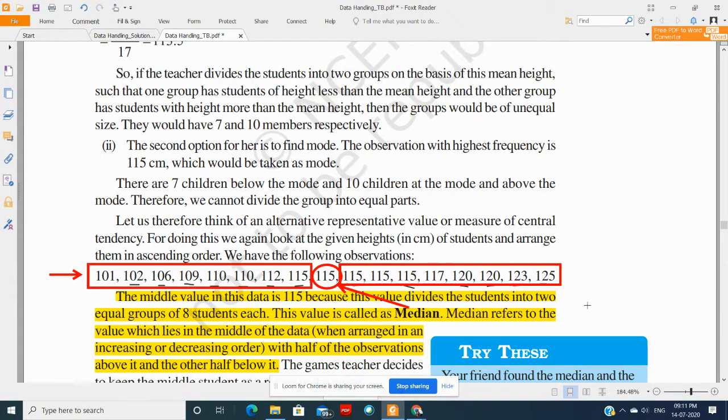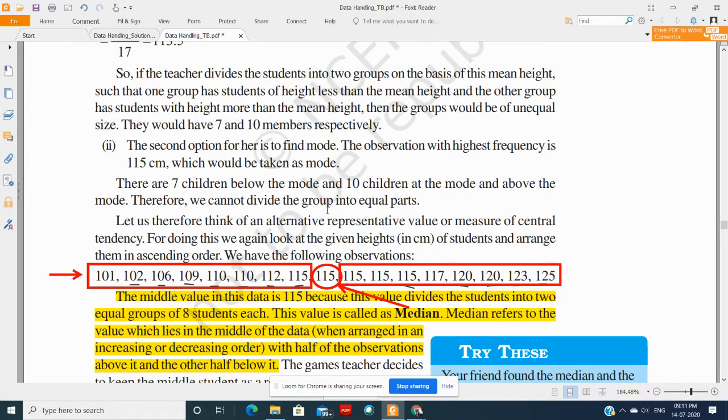Median refers to the value which lies in the middle of the data when arranged in increasing or decreasing order. That is always necessary. It goes without saying that whenever they give you some data, we first need to arrange it in ascending or descending order, but normally we do ascending. So you arrange that data and then find out the median of that particular data. This is what median is all about.